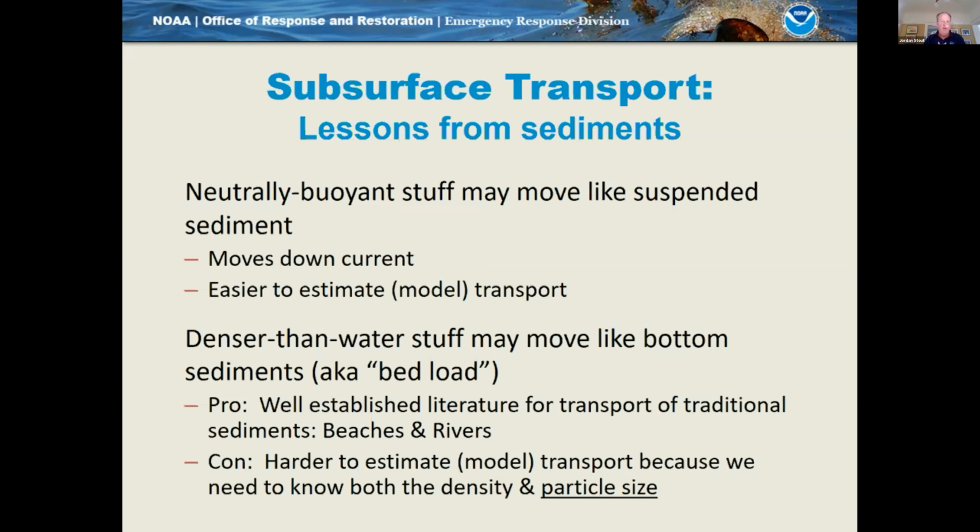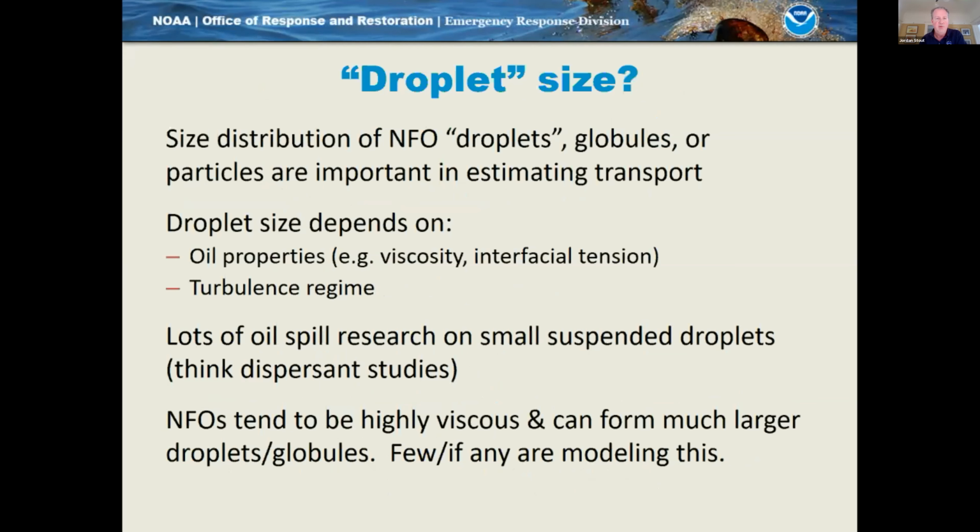But one of the things that's really going to be important in interpreting those sorts of studies is how does that relate to the density of the oil you're talking about, and also the particle size of the oil that might have been released or might be stirred up in the different turbulent or current systems. So, droplet size could be a really important factor in estimating transport. It's going to be based on the oil properties and the turbulence, of course.